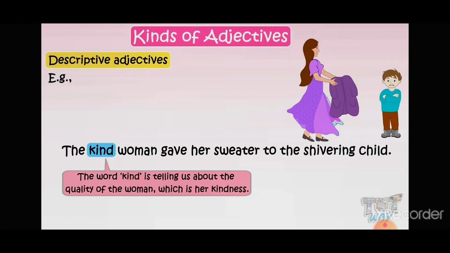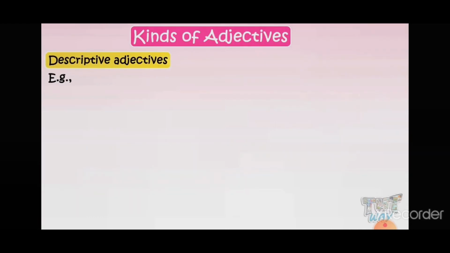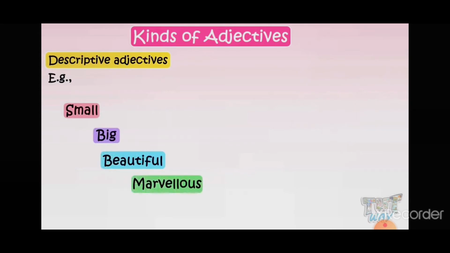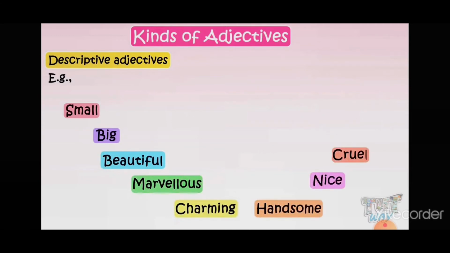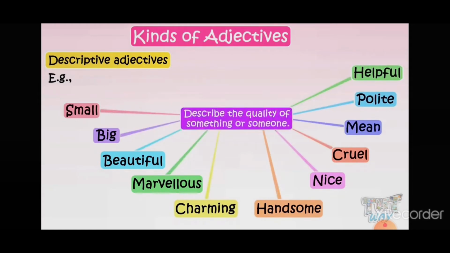Now, let's have a look at more examples of descriptive adjectives. Small, big, beautiful, marvelous, charming, handsome, nice, cruel, mean, polite, helpful. All these words describe the quality of something or someone. So, these are descriptive adjectives or adjectives of quality.